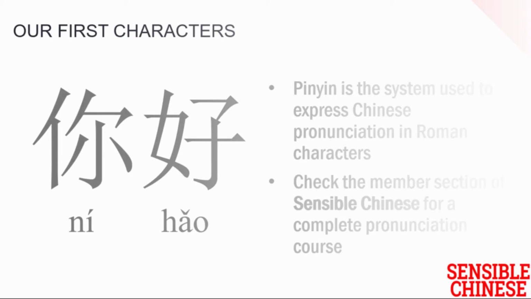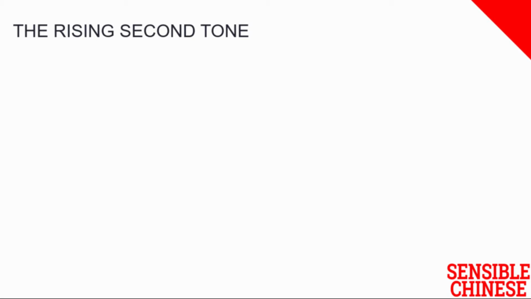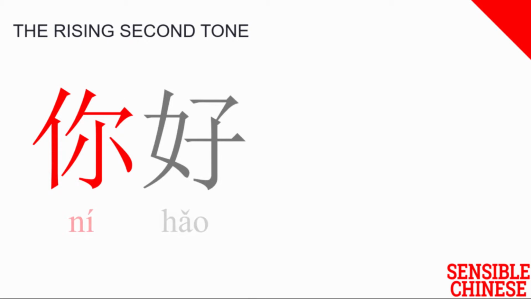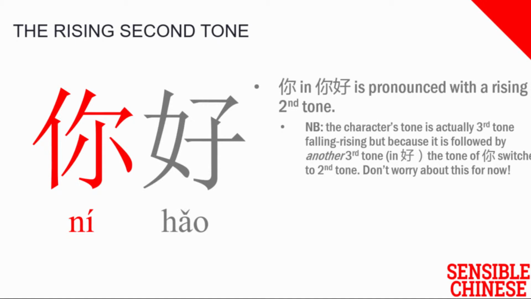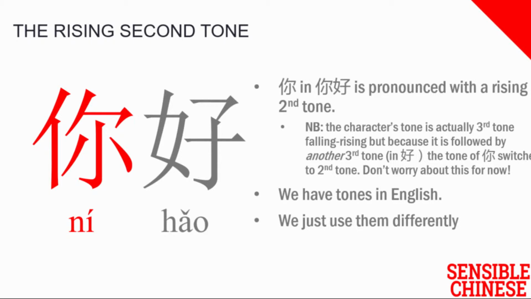I want to look at the first character in ni hao. The first character is ni, which has a rising tone. This is the second tone in Chinese. The rising tone does actually exist in English. We just use it at the end of a sentence in order to mark the whole sentence as a question. Think of a question like, do you speak English? On the final part of that sentence in English, we're using the rising tone, a rising inflection.